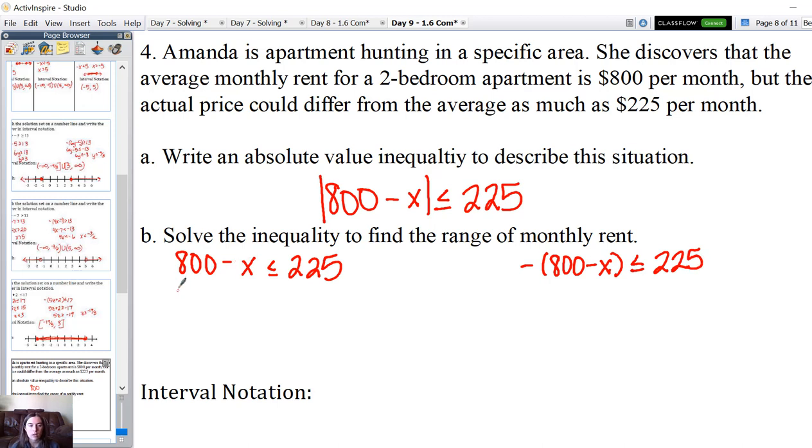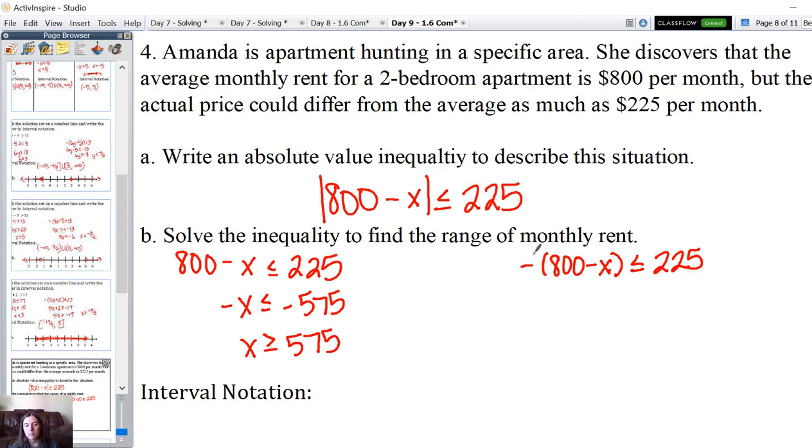Now back to case 1, I'm going to start by subtracting 800 from both sides, which is negative 575. So we have negative X is less than or equal to negative 575. Then if we divide both sides by negative 1, X is greater than or equal to 575. So that means the lowest amount that Amanda could be spending is $575 per month.